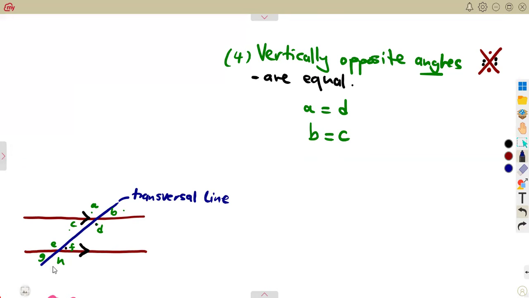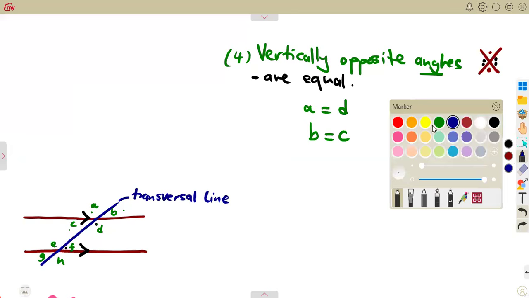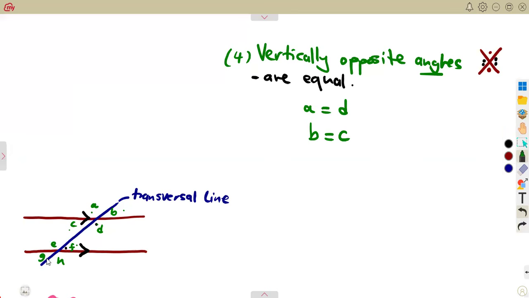Also, on this other hand, we have vertically opposite angles, considering angle F and G, angle E and H. They are also equal. So we are going to consider these angles. We said F and G. So angle F is equal to G. Angle E is equal to H. These are vertically opposite angles.